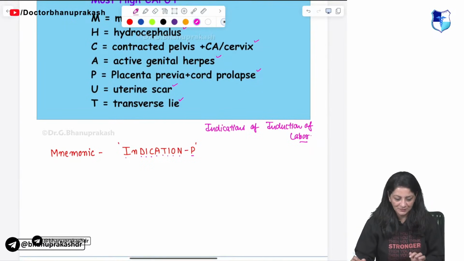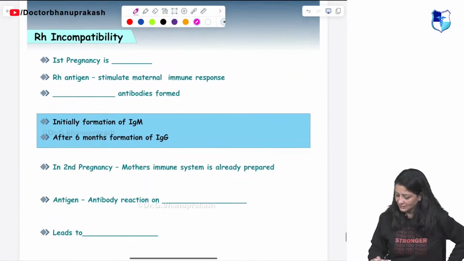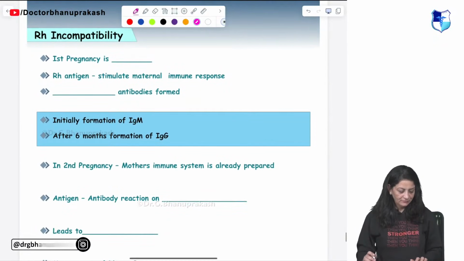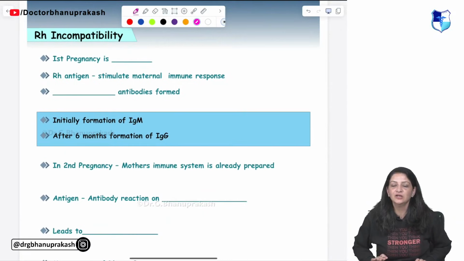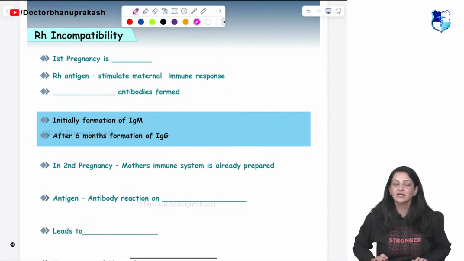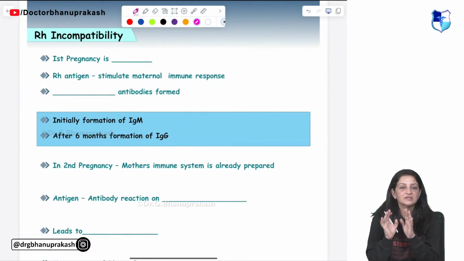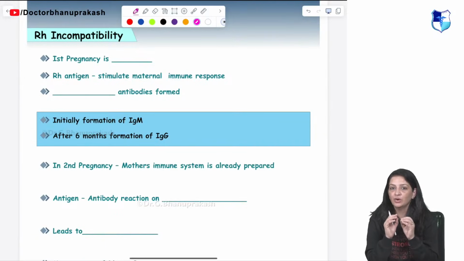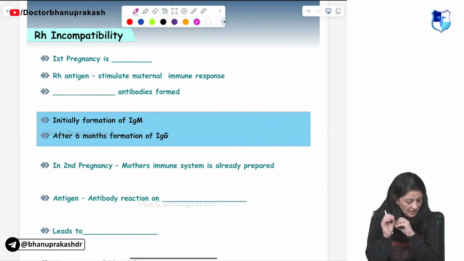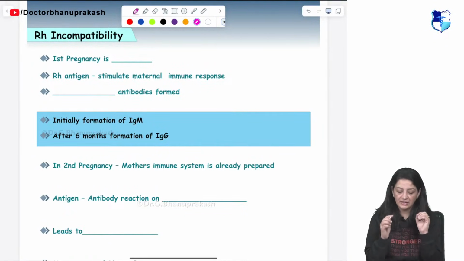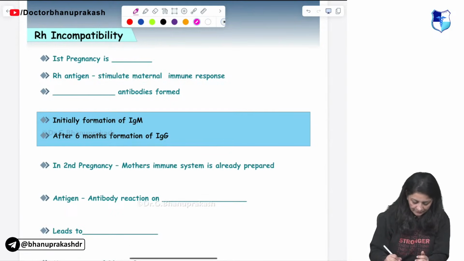Few topics are left. Rh incompatibility, an important topic. It means the mother is Rh negative and the fetus is Rh positive. A mother is carrying an Rh positive fetus. This is called Rh incompatibility. So in an Rh negative pregnancy, the first pregnancy is safe.